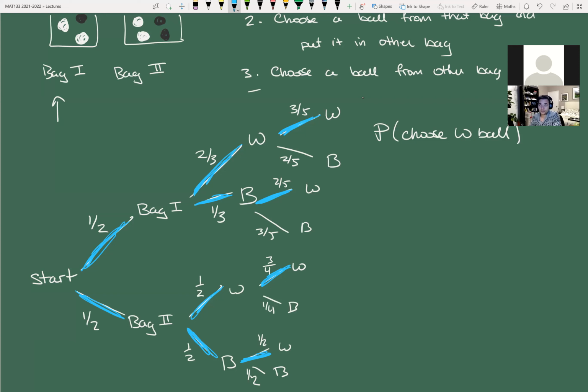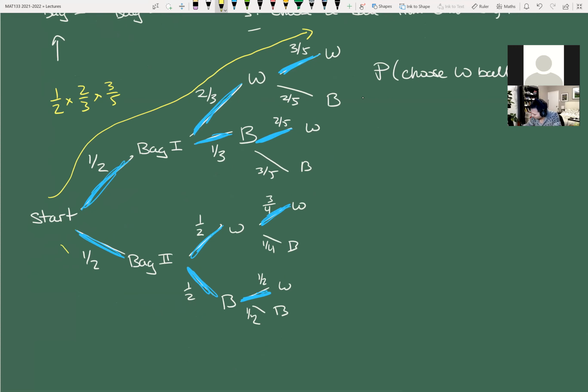Okay. And so the probability that you chose a white ball is going to be the sum of all of these probabilities, because that is how the law of total probability works. And then the final probability, if you ask what is the probability that I took this chain of events, is 1/2 times 2/3 times 3/5. And if I said, what is the probability that I took this chain of events, it's 1/2 times 1/2 times 1/2. Right? So you just multiply the probabilities along every branch of the tree. And then you add up all the branches of the tree. So there are 4 branches of the tree that you have to add up. And you compute all their probabilities and you add them up and you're done.